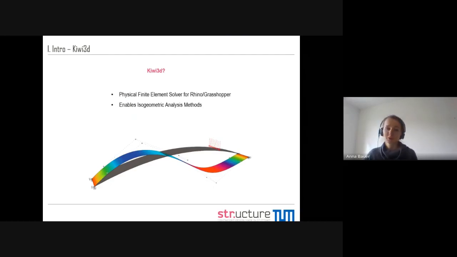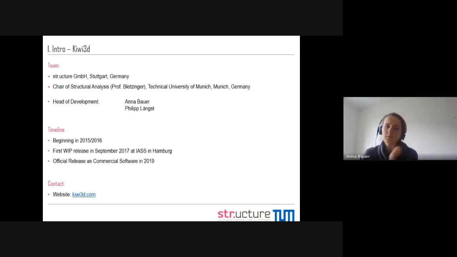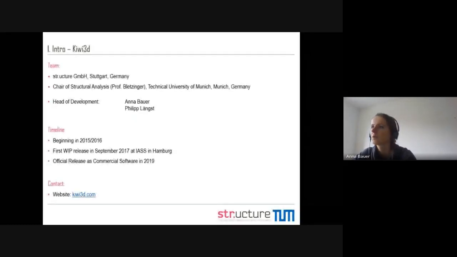So we have Kiwi 3D. What is it? It's a finite element solver for Grasshopper and Rhino, and it allows you to integrate isogeometric analysis into the CAD program. It is developed by Structure and the chair of structural analysis of TU Munich, where I was before. It's basically me and Philip Langst who are head of development, so we are in charge of deciding what we want to do and implement all our ideas.